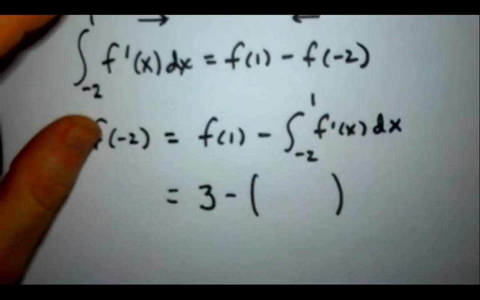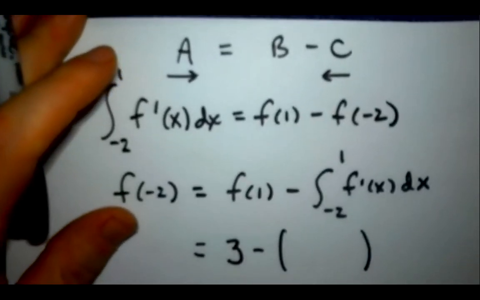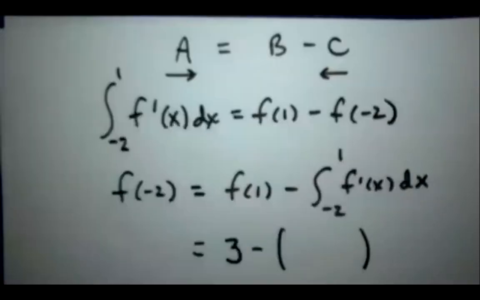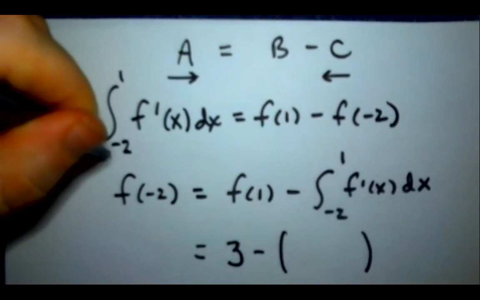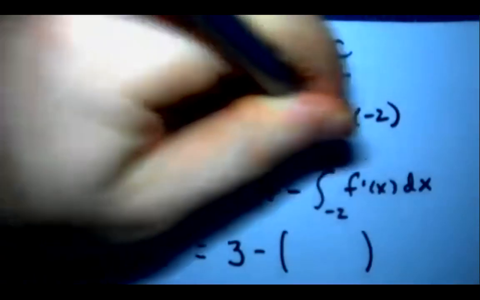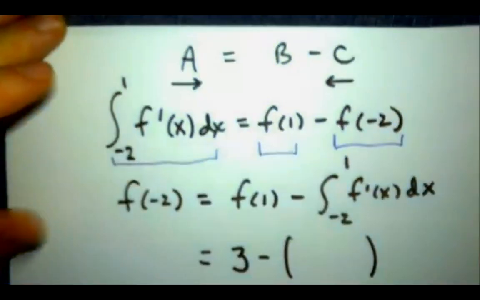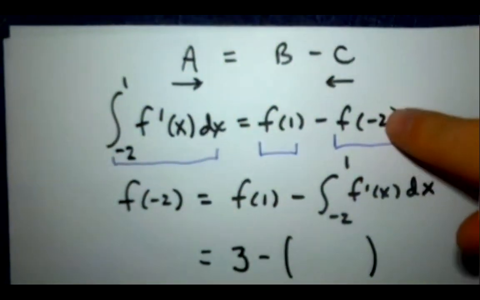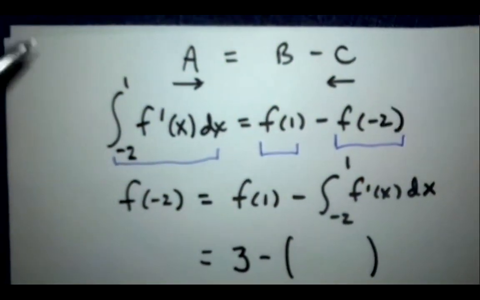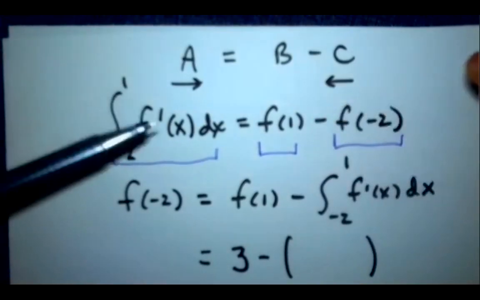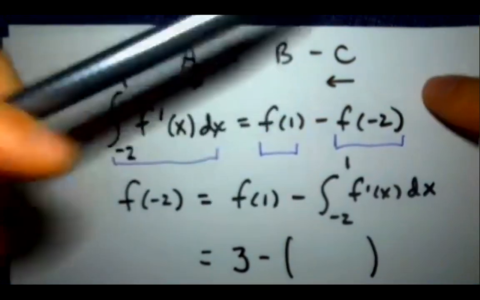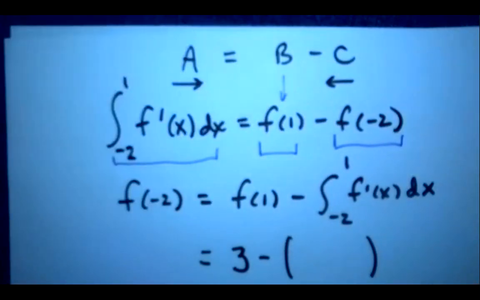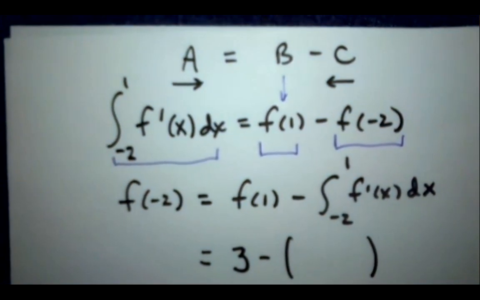Hold on, let's go back. So we had, remember, just identify your 3 pieces. Here's A, here's B, here's C. And I want to solve for C. So C is heading to the left, A is heading to the right. This one isn't going anywhere. Okay, so you don't want to move the one you don't. Wait, why didn't you move f of 1?